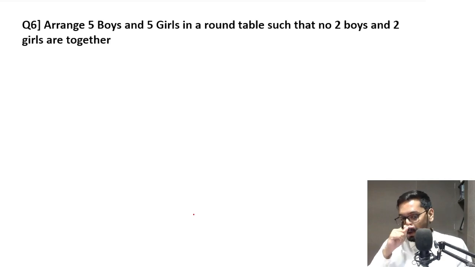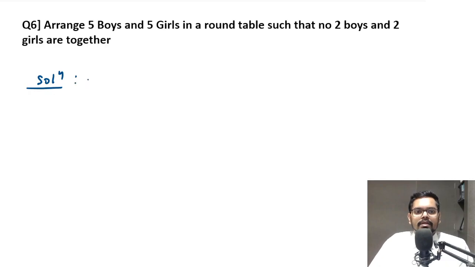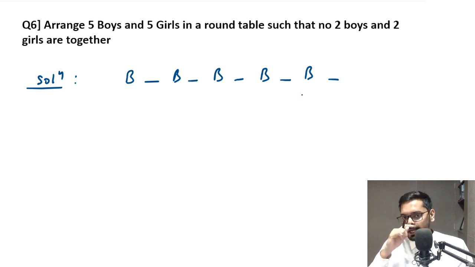Coming to the next question, arrange 5 boys and 5 girls in a round table such that no 2 boys and no 2 girls are together. So here there won't be any issue. So let me show you. Boy dash boy dash boy dash boy dash boy dash, right? So you can see that here I have 5 boys, 1 2 3 4 5, and 5 dashes. So alternate I have to make, otherwise if you do not make alternates, then boys came together or girls came together. But if I have alternates, then no 2 boys can come together and no 2 girls can come together.